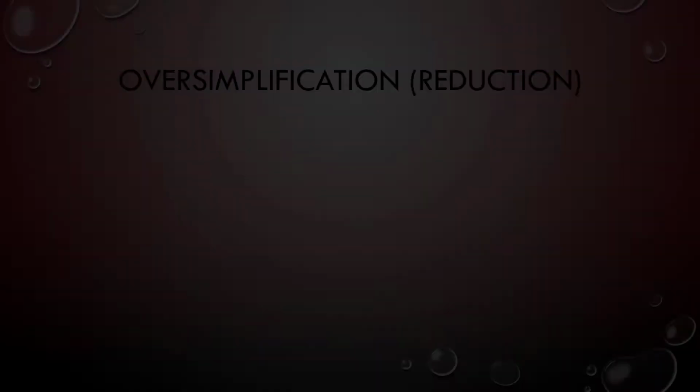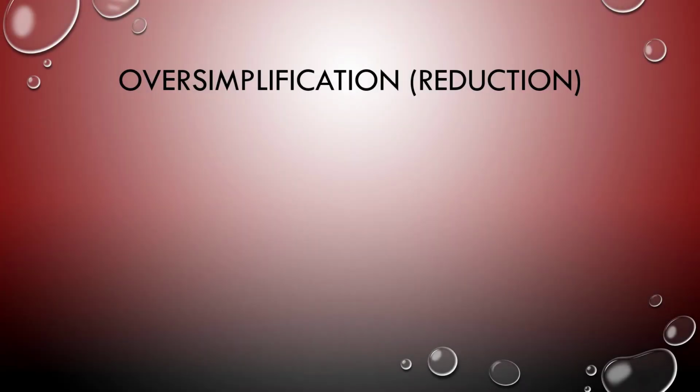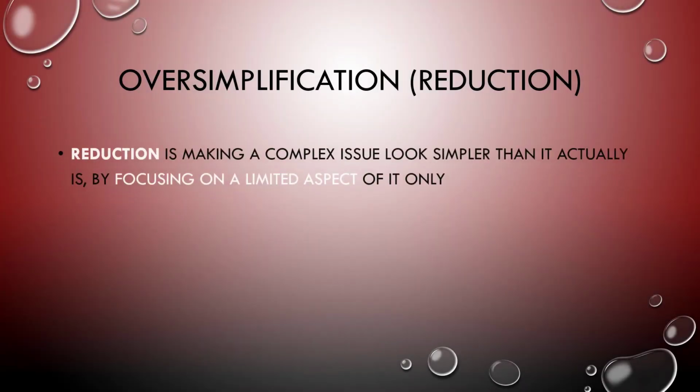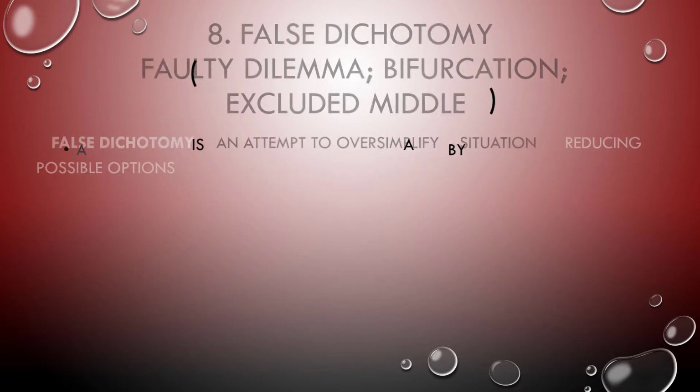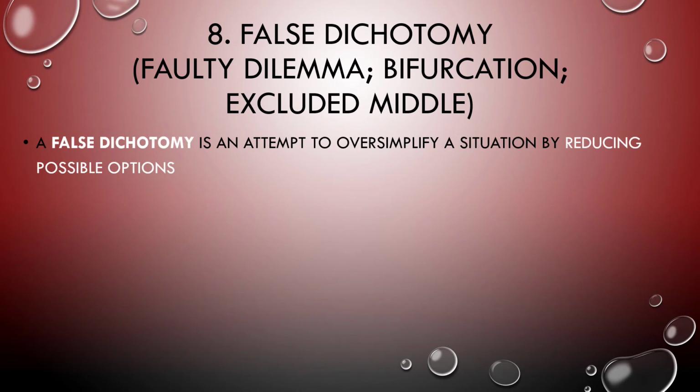So first, let's take a look at what we mean by oversimplification or reduction. Reduction is making a complex issue look simpler than it actually is, by focusing on some kind of limited aspect of something. Now, the first form of this, we're going to call it the fallacy of false dichotomy, faulty dilemma, bifurcation, or the excluded middle. A false dichotomy is an attempt to oversimplify a situation by reducing possible options.